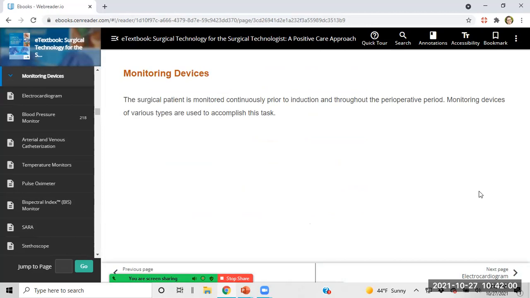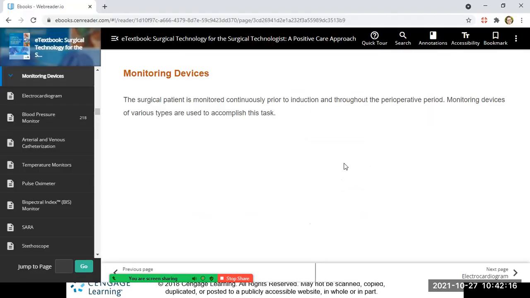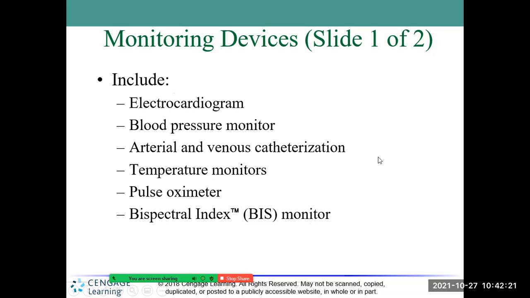So these are devices that are going to be in the OR that are going to give feedback on what all is going on during the time. And you can see baseline vitals are also going to include the weight, the height, the patient's history, and their physical. And I think we might have gone through all those, but we'll look and see.